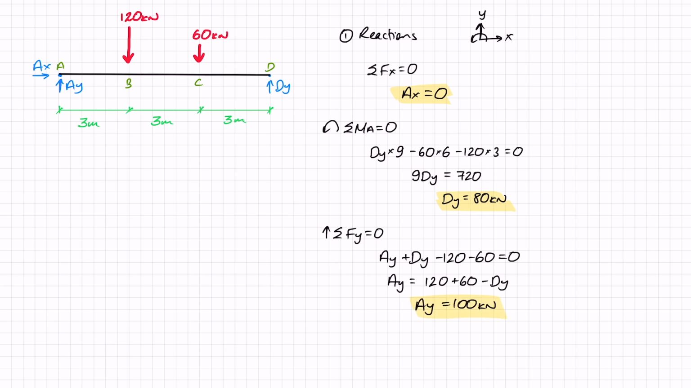And now what I can do is replace the variables in the free body diagram with the actual values that I found. So starting off with AX, we found out that that was 0, so get rid of that. DY came out as positive 80, so the direction I assumed is correct, and I can put 80 kilonewtons here. And AY came out as positive 100, so that means the direction I assumed here is also correct, and that gives me 100 kilonewtons here. It would also be prudent to actually check the reaction forces, but I'll leave that up to you.